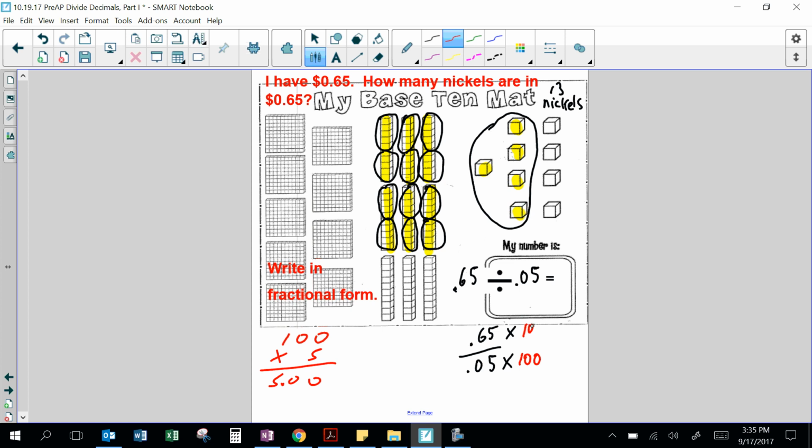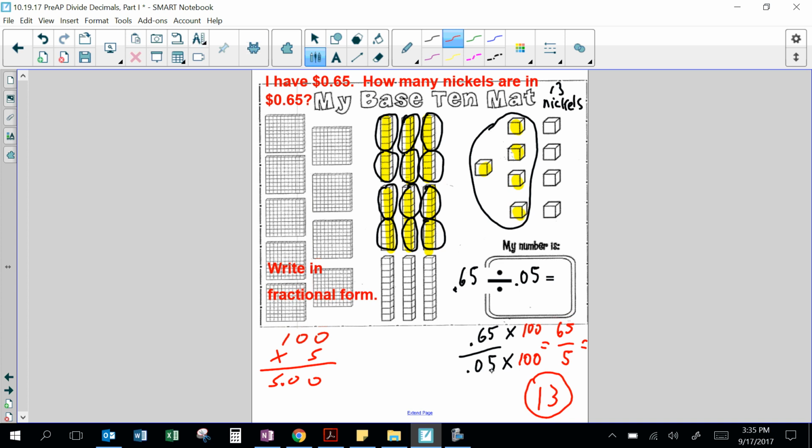So I need to multiply the numerator also by 100. So 5 hundredths times 100 is 5 whole. And 65 hundredths times 100 is 65. And what is 65 divided by 5? It is 13. So that is another way, instead of using base 10 models, to get 13.